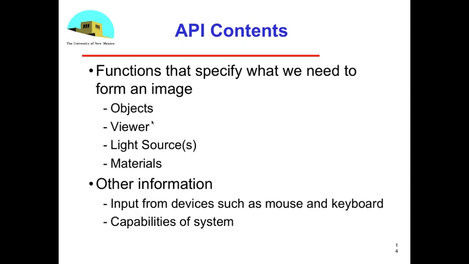We have to specify, as we've seen, the objects and where the camera or the viewer is. If we're going to do lighting, we have to say something about what kind of light sources there are and where they are, and what kind of materials objects are composed of, so that we can apply some sort of model for how things reflect. For now, we'll leave aside input, although probably next week we'll start talking about input from the mouse and the keyboard, and we may want to have some idea of the capability of the system.